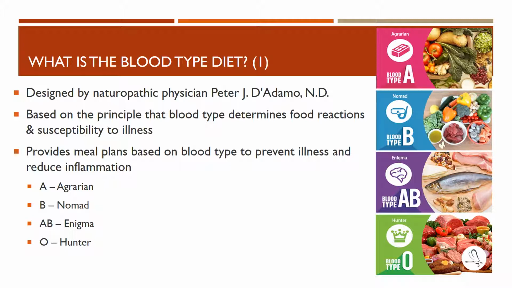inflammation. So the 4 blood types he talks about are blood type A, which is agrarian, blood type B, which is nomad, blood type AB, which is enigma, and blood type O, which is hunter. And we'll talk about why they're called these names throughout the presentation. And I do want to point out that in his book, Dr. D'Adamo does provide very extensive lists for each blood type of foods that should be avoided and foods that should be eaten. And he also talks about weight loss. So I'm going to be focusing on the foods that he recommends to eat and avoid specifically for weight loss.